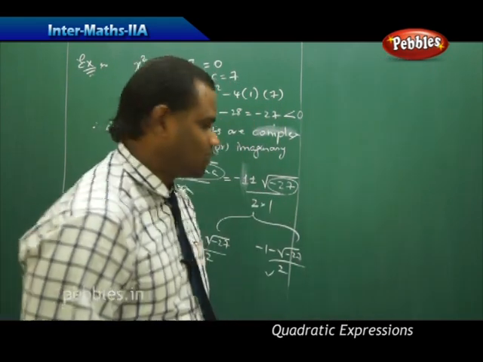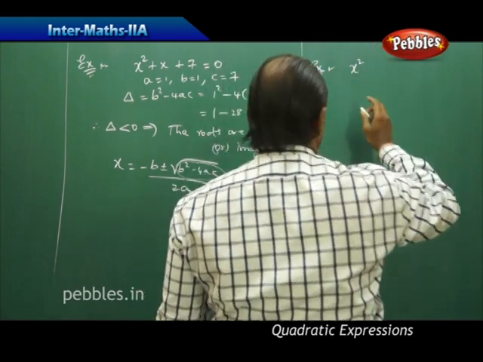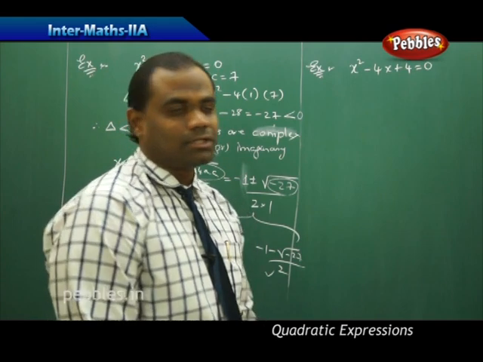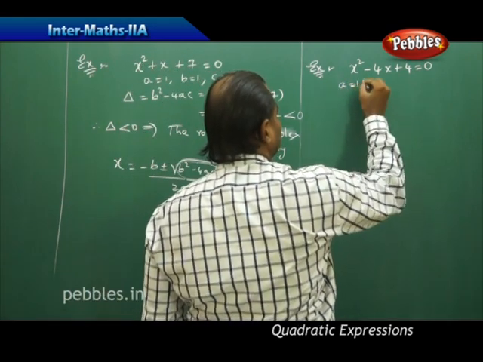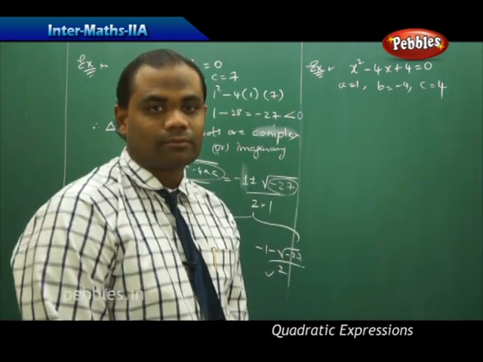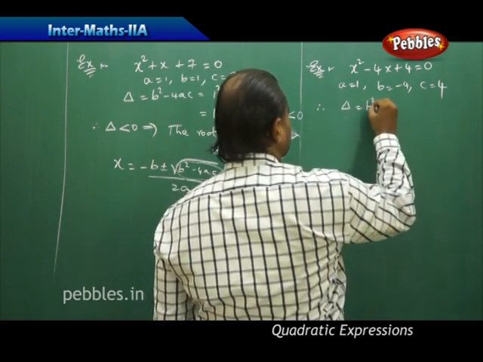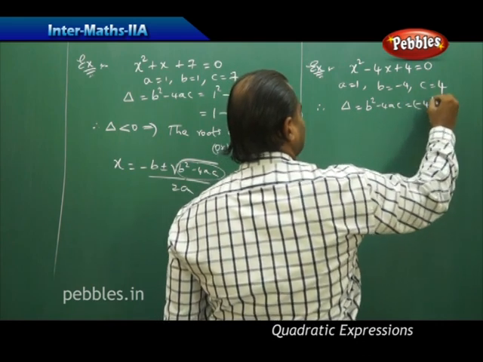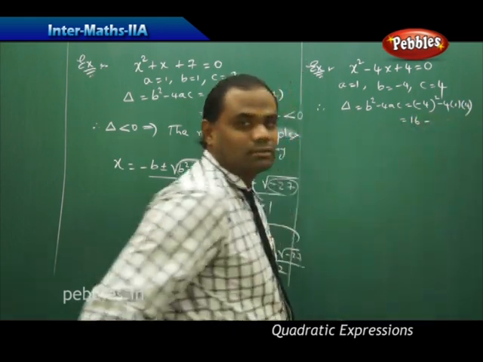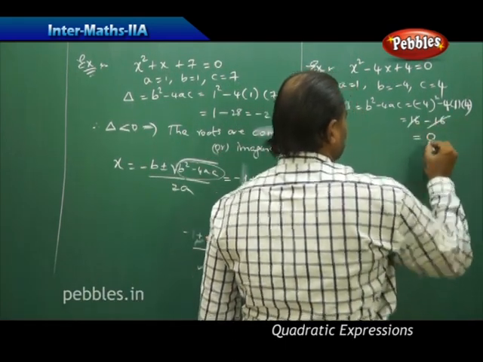Now let's see case 2 of the significance of delta, where I take the quadratic equation x squared minus 4x plus 4 equal to 0. So in this case, my a is 1, b is minus 4, and c is 4. Therefore, my delta is b squared minus 4ac, that is 4 squared minus 4ac, which on simplification gives me 16 minus 16, thus delta equal to 0.